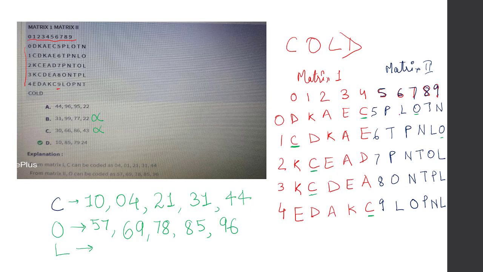So the codes for L would be, firstly we can see L here is like 5 6, then it is here 7 8, sorry 6 8, 7 9, 8 9 and 9 5.